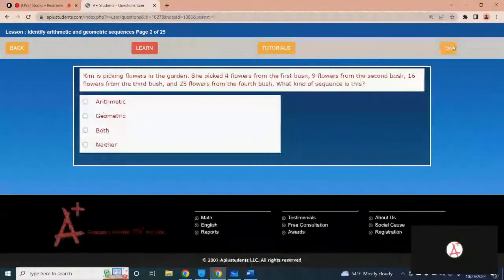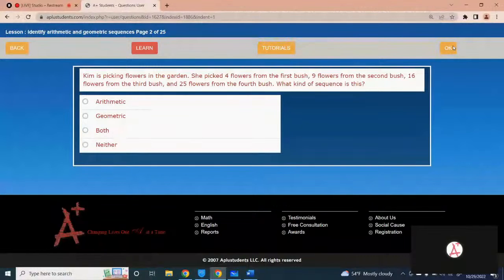Just select the correct option, then click on the OK button. Okay, the next one is, Kim is picking flowers in the garden. She picked 4 flowers from the first bush, 9 from the second, 16 from the third, and 25 flowers from the fourth bush. What kind of sequence is this?